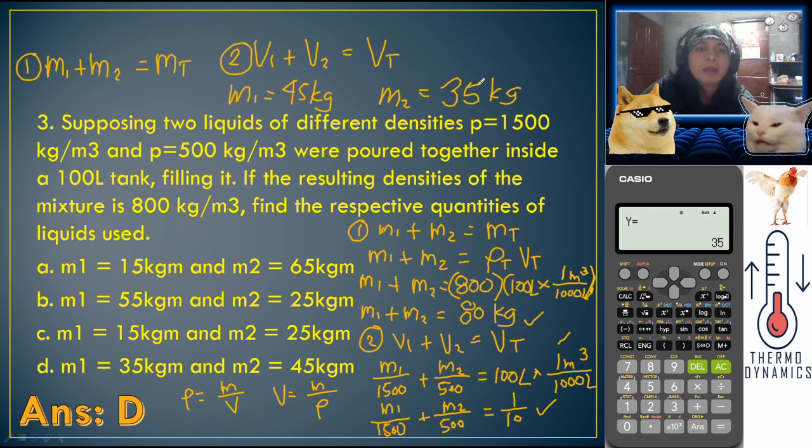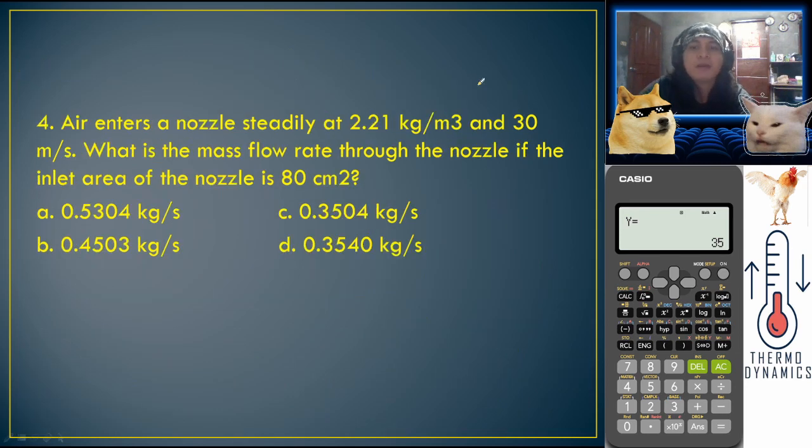Okay? And, number 4. So, pusi tayo sa number 4. Air enters a nozzle steadily at 2.21 kg per cubic meter and 30 meters per second. What is the mass flow rate through the nozzle if the inlet area of the nozzle is 80 square centimeters? Sir, ba't nandito yan? Di ba parang problem yan ng physics natin sa fluid dynamics? Yes po, tama kayo.